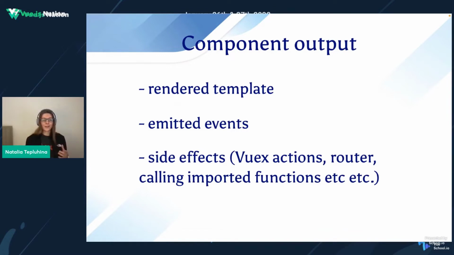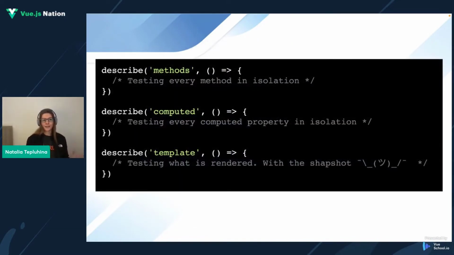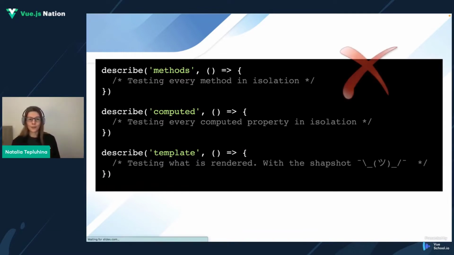And at GitLab, when I joined, we had almost all tests structured like this. Describe methods, and then we're testing every single method in isolation. Describe computed properties, describe template. So this follows the inner structure of a Vue single file component. But it's not following the output. This structure is very wrong. While you can easily compare it to the code, you will not be testing the output. You will be testing internals. We will touch on it a bit later in the talk.